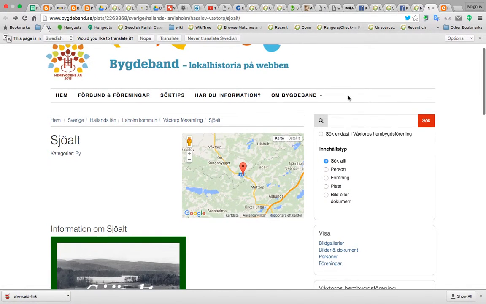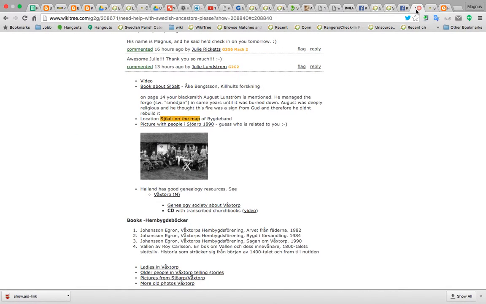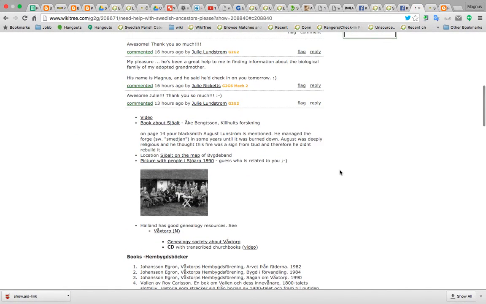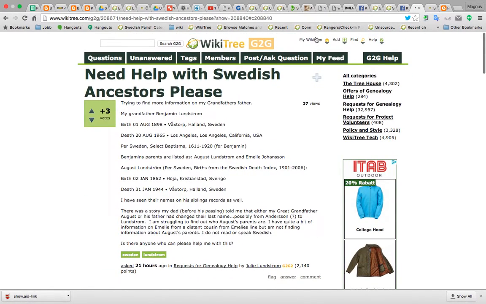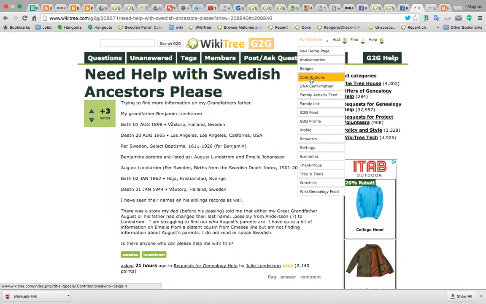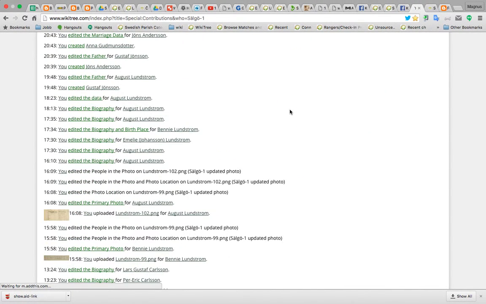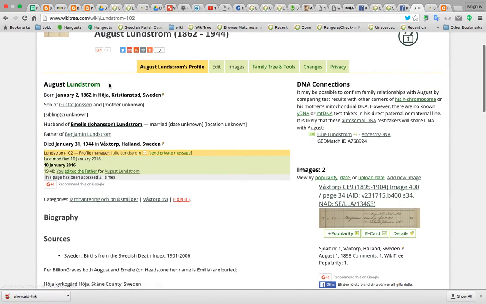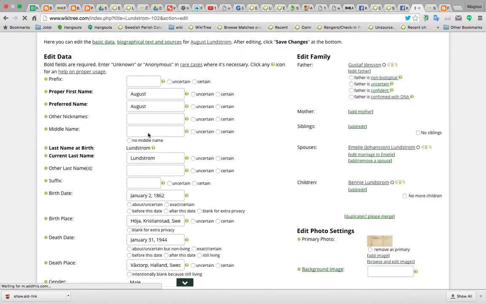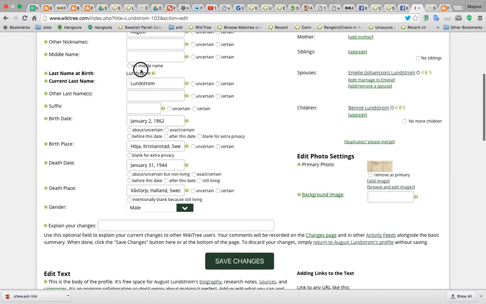Just so you understand what we do here on his profile, the name Lundström should be Lundström with E. This is the American way, so I think I don't change it, but if you want, the last name version should be with O with 2 dots.